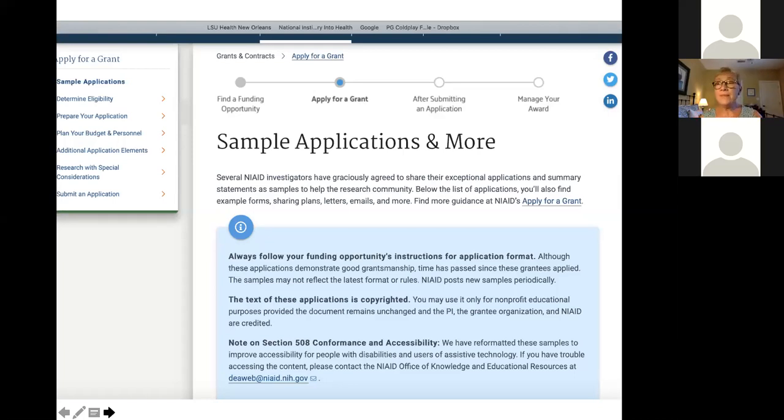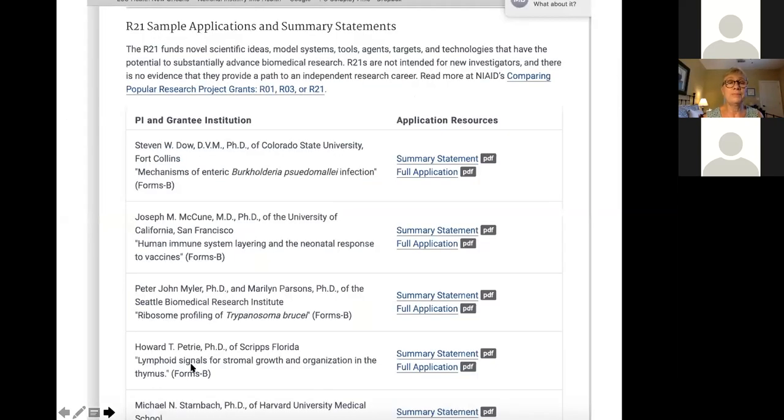And you can even look up if you just need a specific thing. I had to write a multi-PI plan. I didn't know what a multi-PI plan was. I knew that two of us were going to work on this grant together. So I just went to the sample grants and I put in multi-PI. It pulled up a grant with a multi-PI plan in it. So these are really helpful.